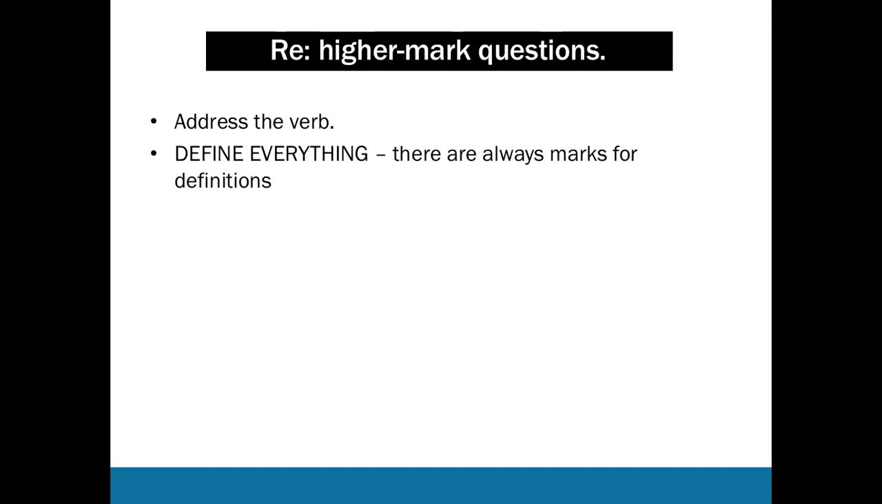First rule of thumb, like we always said, define everything. There's always marks in there for definition. You will lose out. Even if you think, oh, they already know what evolution is, oh, it's not a key part of the question, just define it. Have a one-sentence definition and just do it.